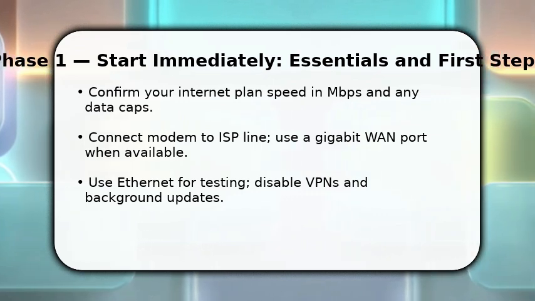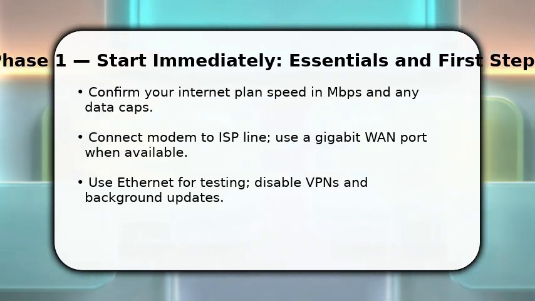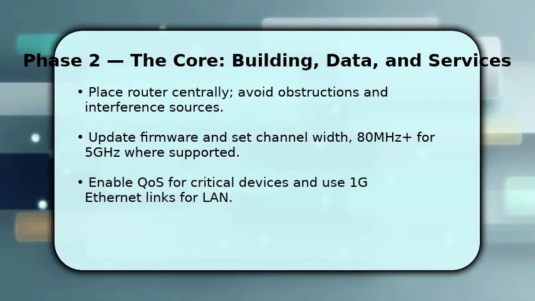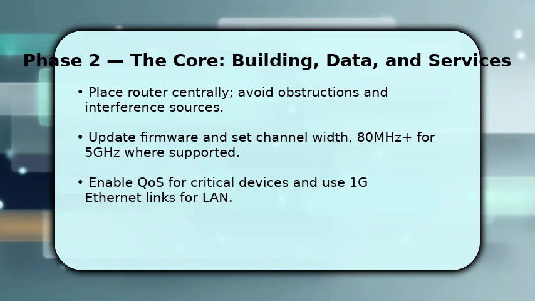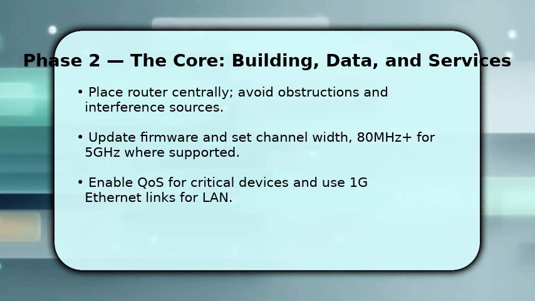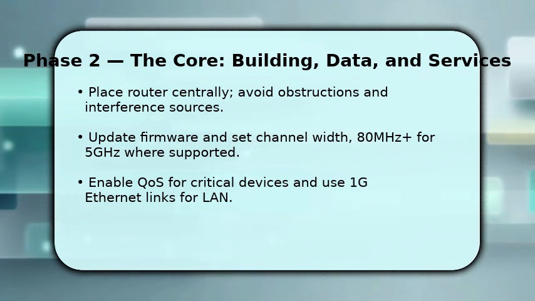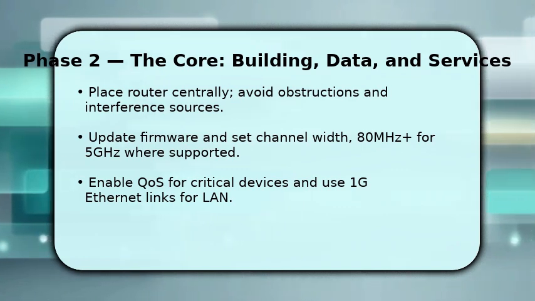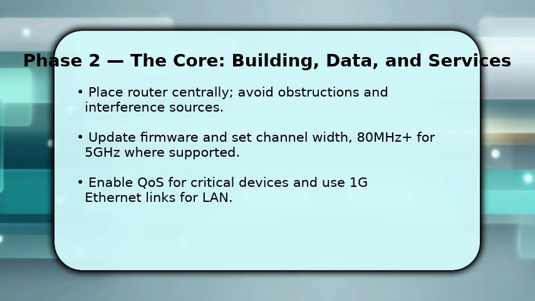You now optimize the hardware for consistent throughput. Move the router to a central, elevated spot and remove interference: microwaves, cordless phones, dense walls. This improves wireless signal propagation. Make sure router and modem firmware are current, update them, then select appropriate 5 GHz channel width, 80 MHz or higher where supported, to increase capacity. Configure quality of service to prioritize streaming or work devices, and connect high-demand hosts with 1G Ethernet cables.